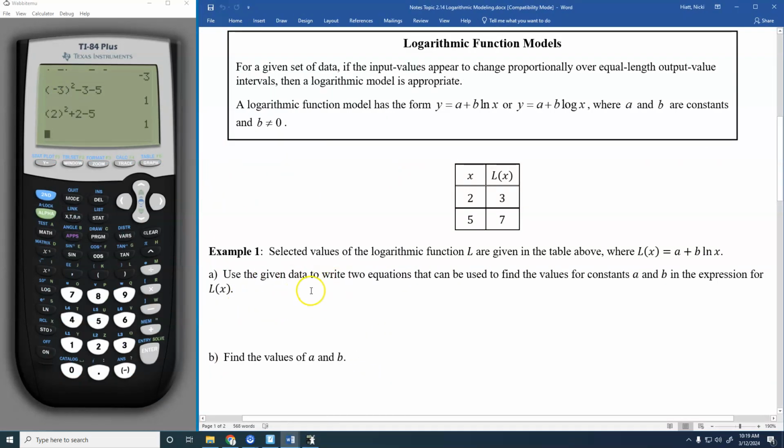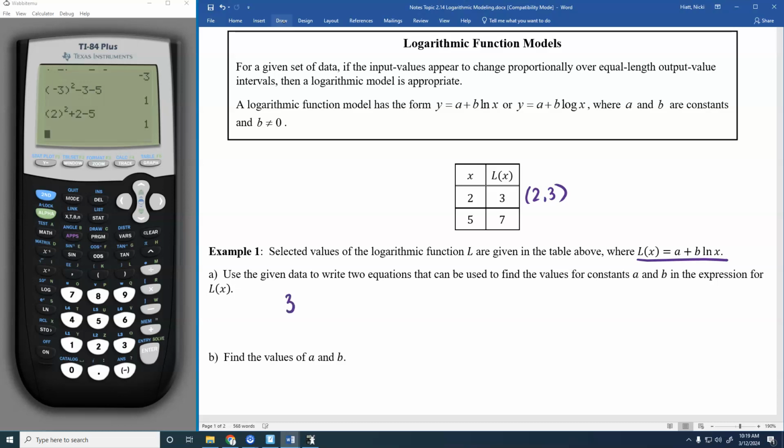All right, so it says, use the data given to write two equations that can be used to find the values for the constants a and b in the expression for L of x. So this is a little like the exponentials, where they're asking you to do it by hand, or at least set up the equations by hand. So we know that this is the form of the equation, and they've given us 2 points here. So this is the point 2, 3, and we can plug those in for x and L of x. So the first equation would look like this.